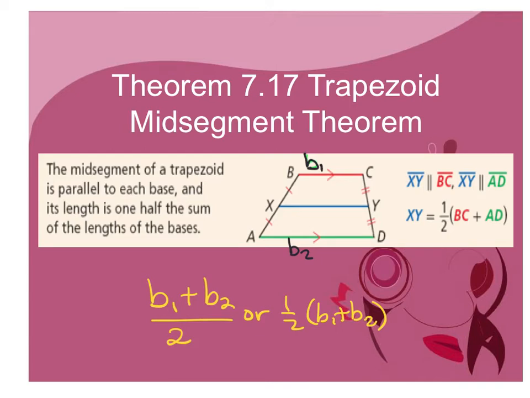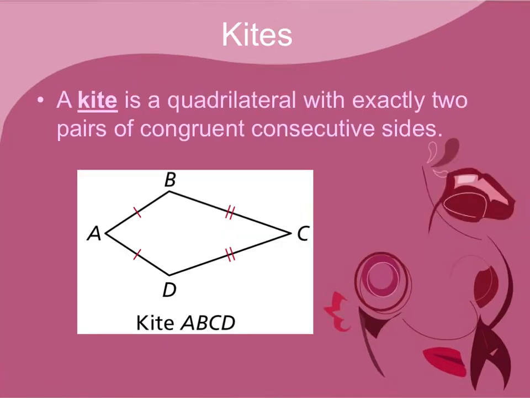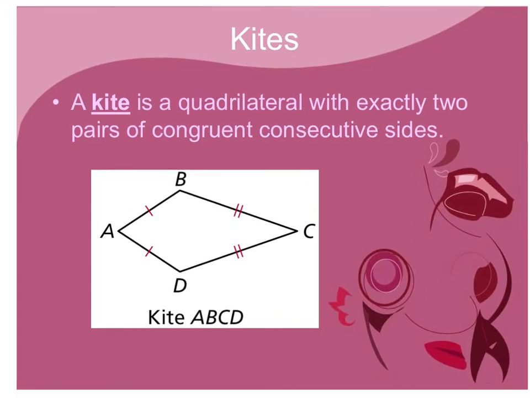Okay, let's talk about kites. A lot of you don't realize that a kite is actually a quadrilateral. It looks like a kite that you might fly in the sky. A kite is a quadrilateral with exactly 2 pairs of congruent consecutive sides. The sides that are right next to each other are the congruent ones. So this one is congruent to this one, and this one is congruent to this one.